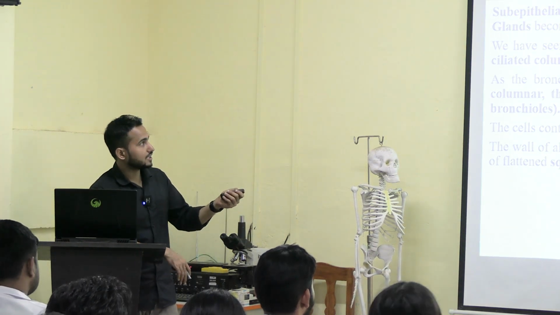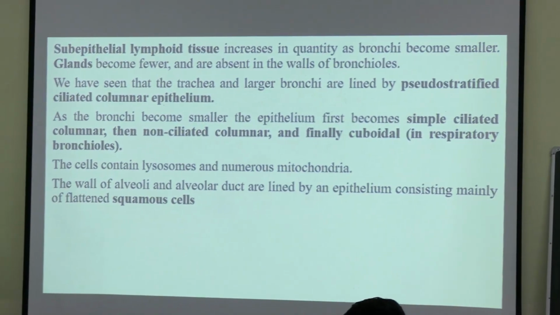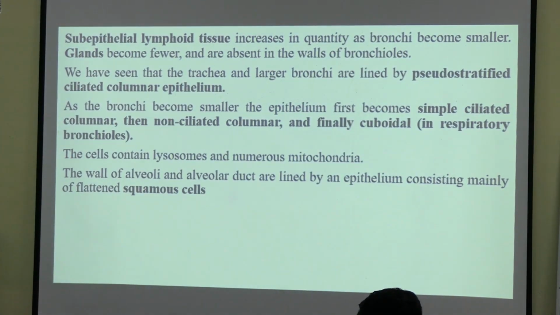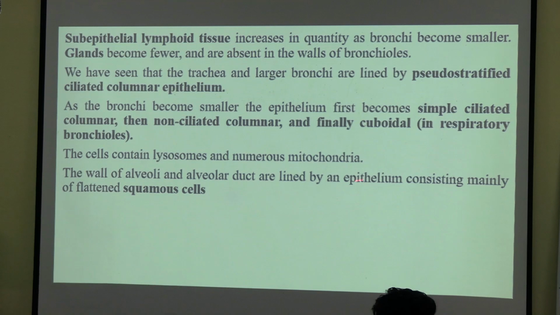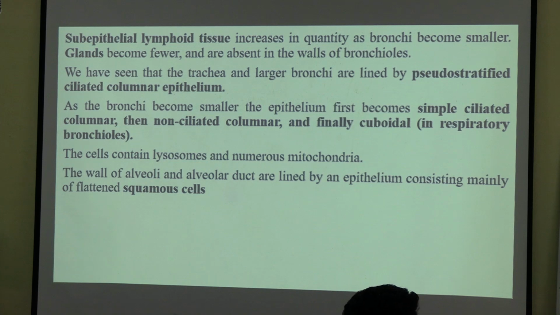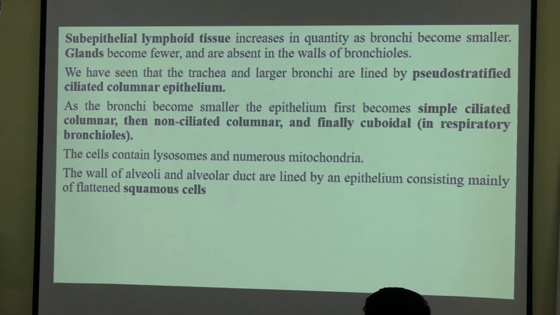Next, the lining epithelium. In the larger bronchi, it is pseudostratified ciliated columnar epithelium. If you go downwards, the epithelium changes to simple ciliated columnar, then non-ciliated columnar, and finally cuboidal in the respiratory bronchioles. This is the transition which is taking place. Then the walls of the alveolar duct are lined by flattened or squamous epithelial cells. That also can be seen under the compound microscope. These points are important. When we see the slides one by one, you have to identify all these points.